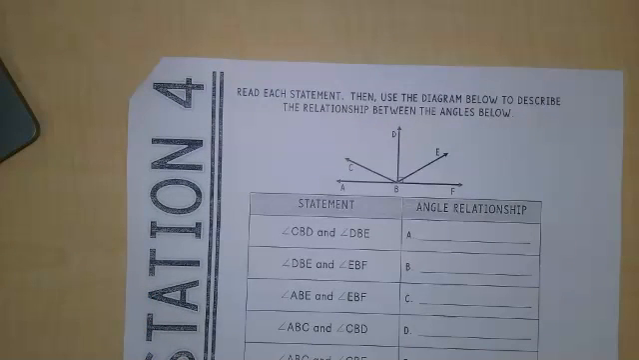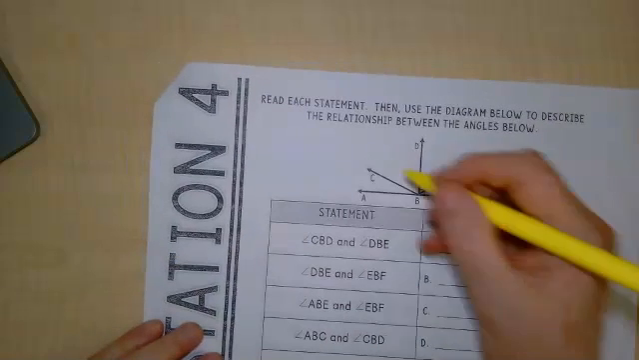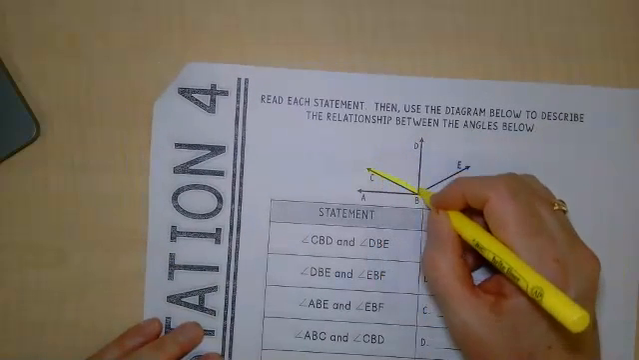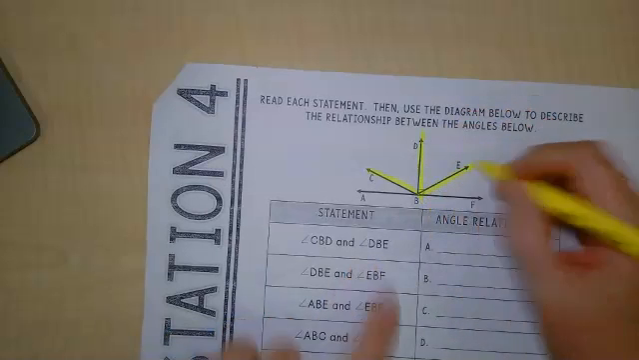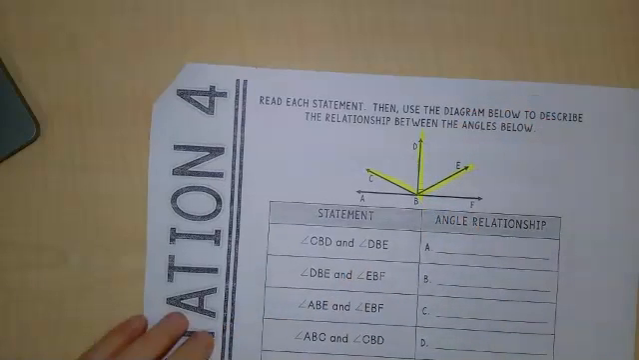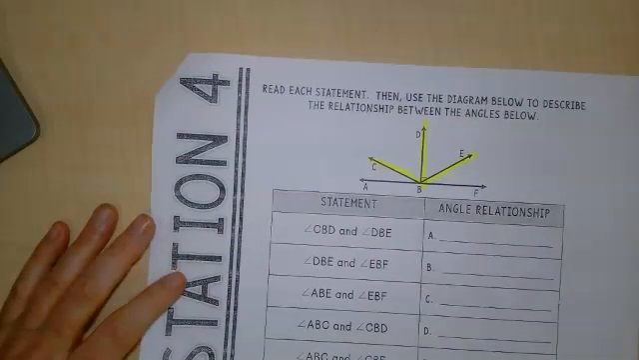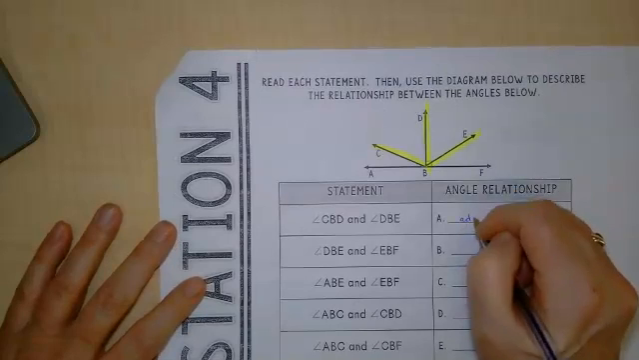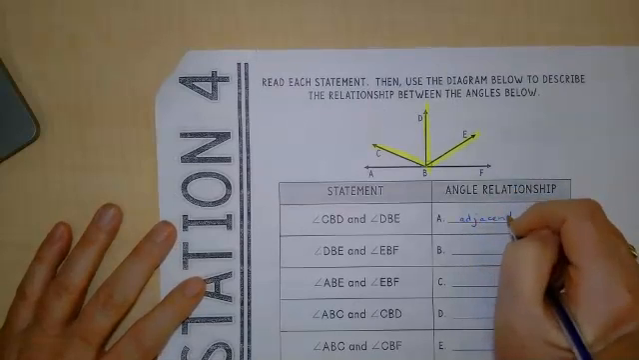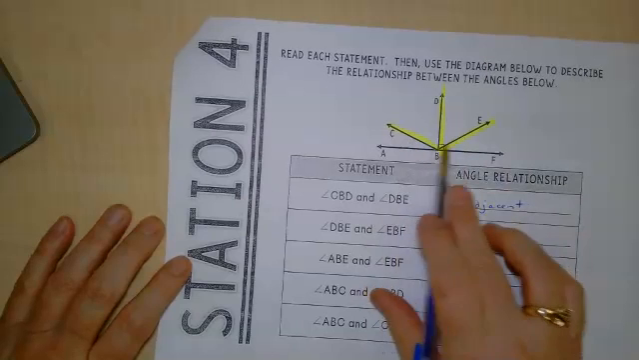Read each statement below. Use the diagram to describe the relationship. So let's get started. C, B, D, and D, B, E. Angle relationship. They are adjacent, right? Because they're right next to each other. Two angles with a common side that are next to each other. So we have notes.